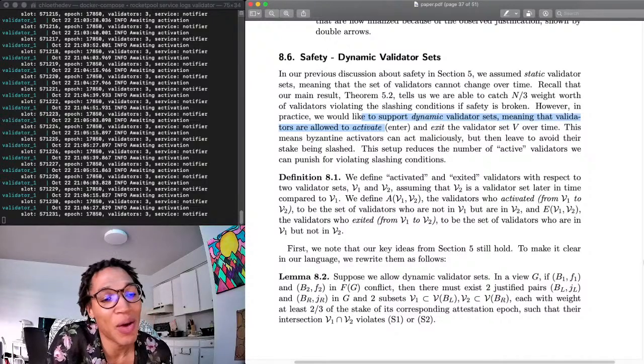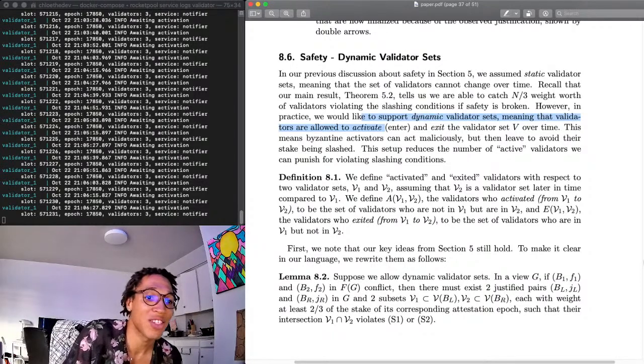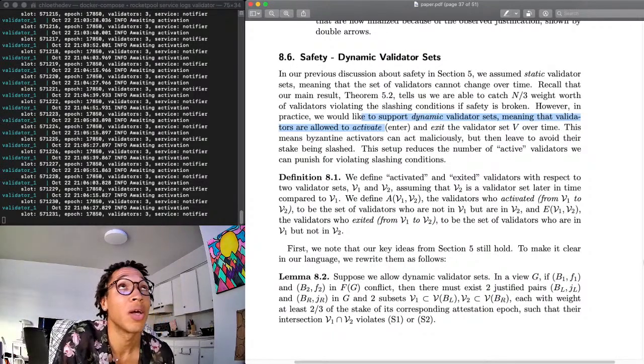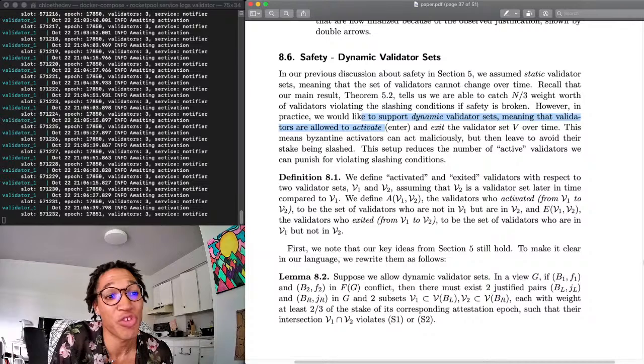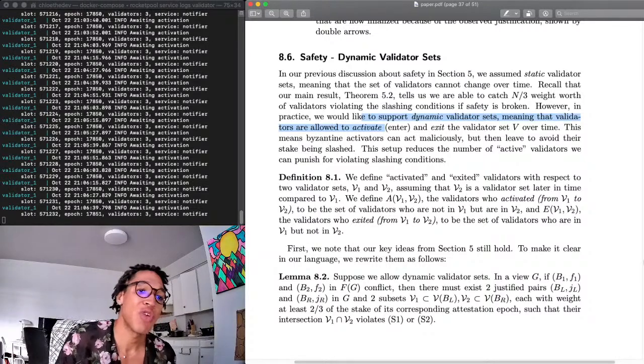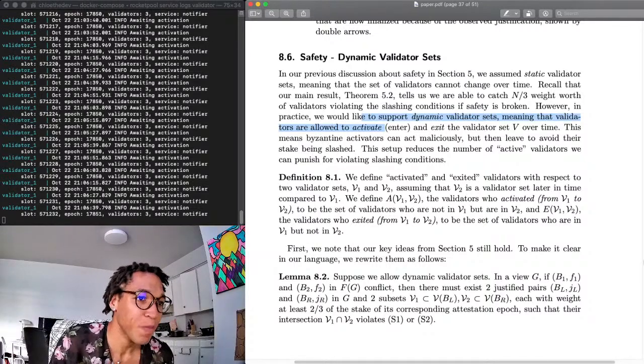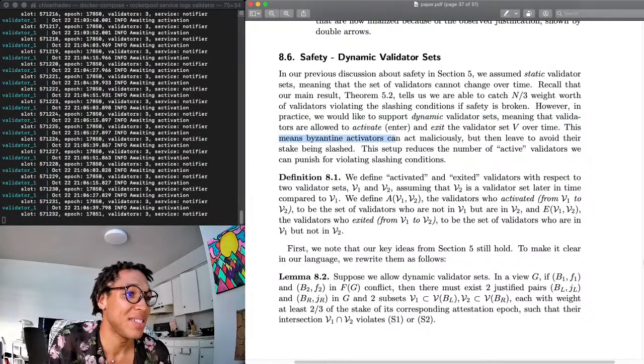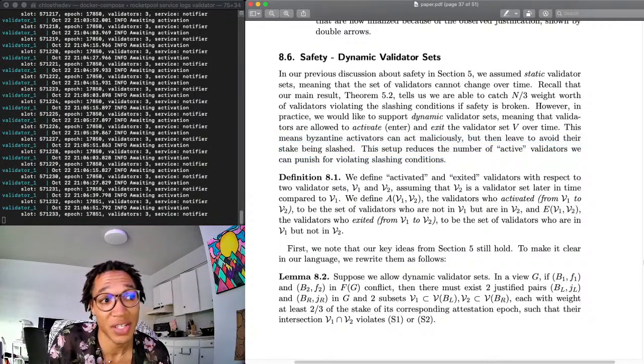I assume a lot of that will be obscured away with applications at the application layer, which will abstract some of the complexities of this and allow you to withdraw your stake quicker if you have high reputation and stuff like that. But anyways, this means Byzantine activators can act maliciously, but they leave to avoid their stake being slashed. This setup reduces the number of active validators we can punish for violating slashing conditions.